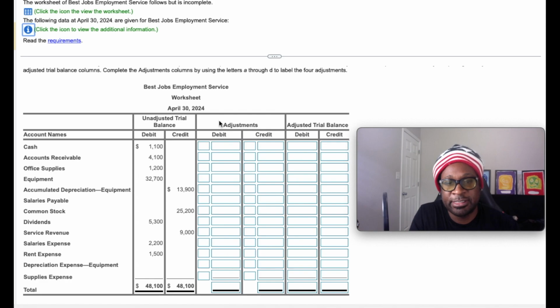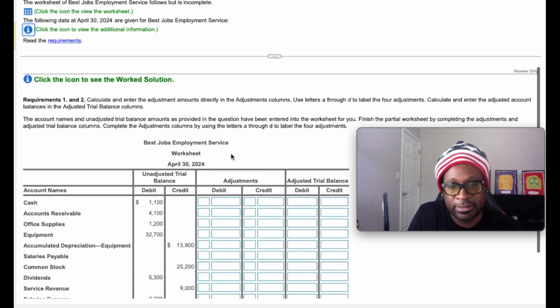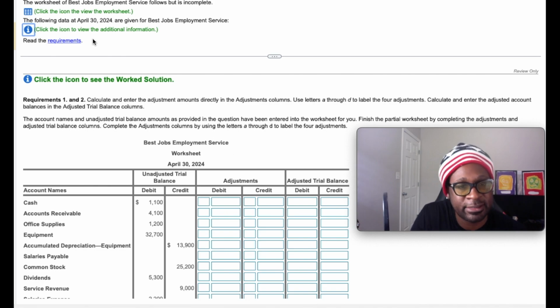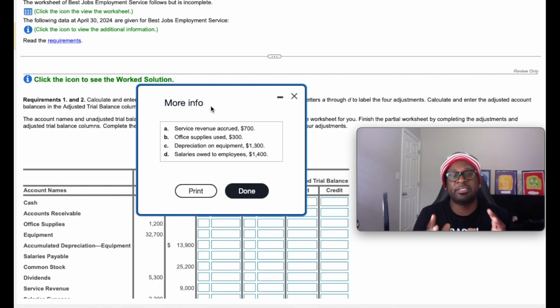And so as you can see, we have the adjustment columns, which consist of both debits and credits. And then we have the adjusted trial balance, and we're going to find out in just a brief second how to transfer the adjustments to the adjusted trial balance. So it wants us to go ahead and fill this stuff out. First things first, let's look at the adjustments. We're going to complete these adjustments first and then complete the adjusted trial balance.